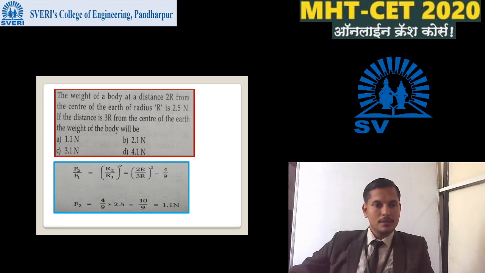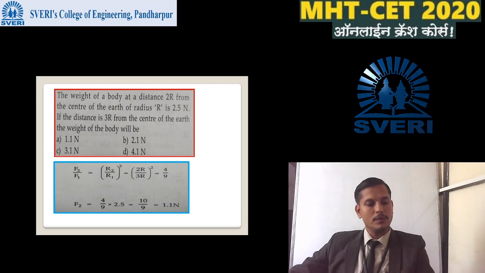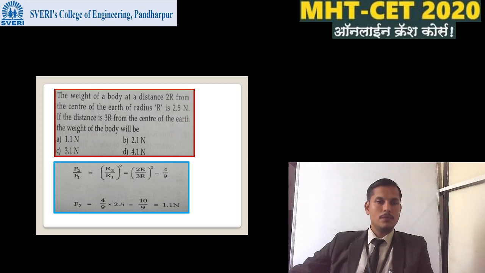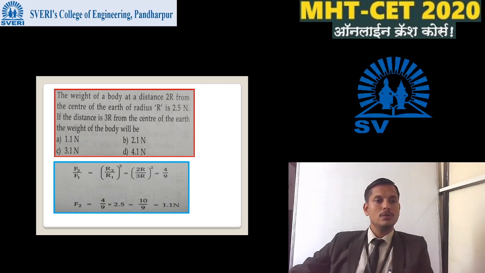So let us check these numericals one by one. The first one: the weight of a body at a distance 2R from the center of the earth of radius capital R is 2.5 Newton. If the distance is 3R from the center of the earth, the weight of the body will be... means we are considering two cases where the distance varies.